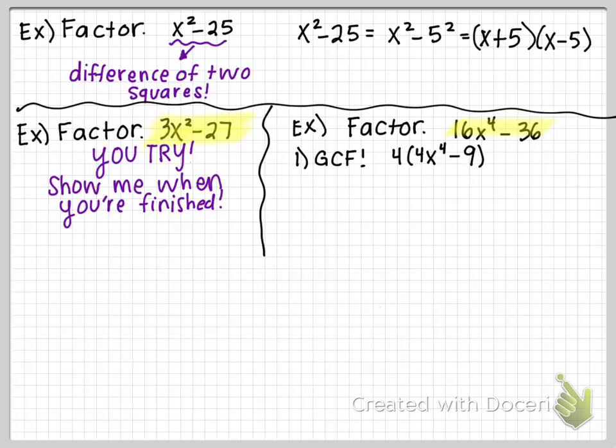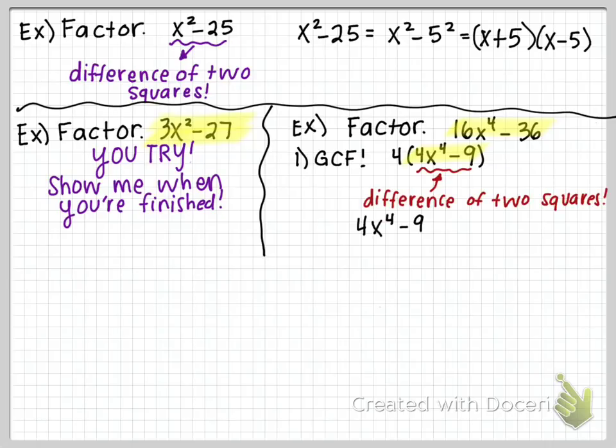Look here. See how it's 4x to the 4th minus 9? Is 4x to the 4th a perfect square? It is. We can actually write that as a difference of 2 squares. We can write that as 2x squared, squared, right?